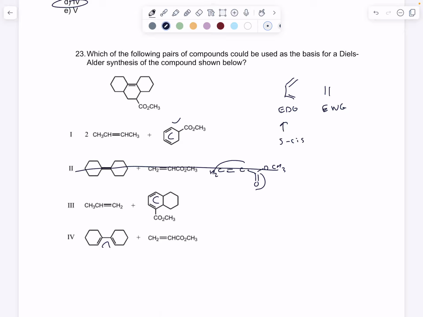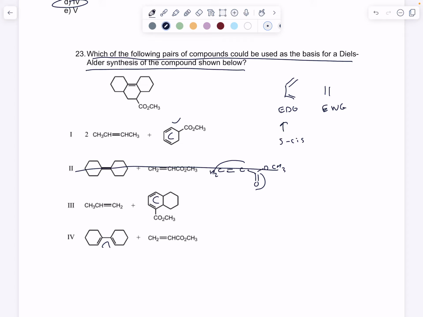Oh, I just realized the question is which of the following could be used as the basis for a Diels-Alder of the compound shown below. Oh, I was just going to see which one could even make a Diels-Alder reaction. That's what I get for going too quick. It's Sunday afternoon, and I want to go home, so I'm going too fast for you.